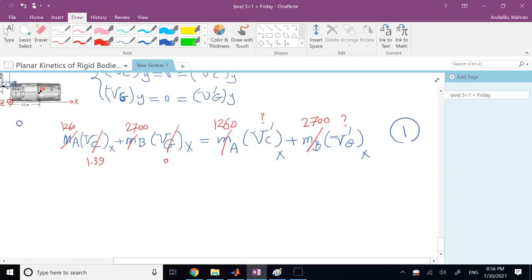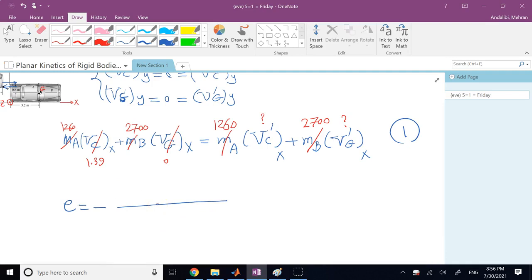Okay, so the other equation that you need is the definition of E. E is negative of relative velocity along x after impact to relative velocity along x before impact, right? So what would you write? Would you write as V prime CX minus V prime GX divided by VCX minus VGX? The answer is no. Unlike the conservation of the total momentum along x that you use the centroid velocities, for E, you have to use what? You have to use velocity of the contact point.